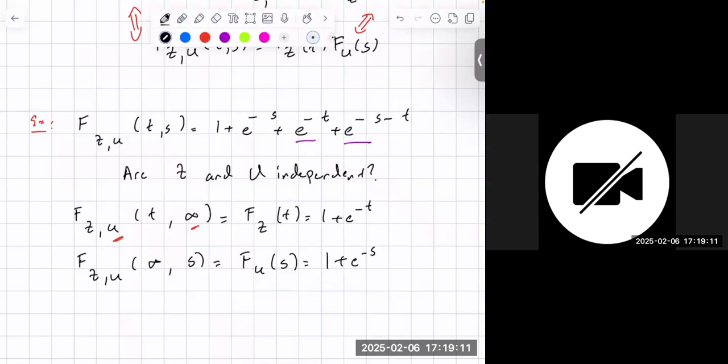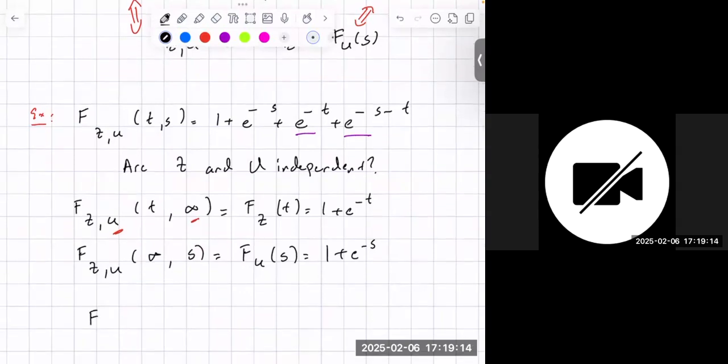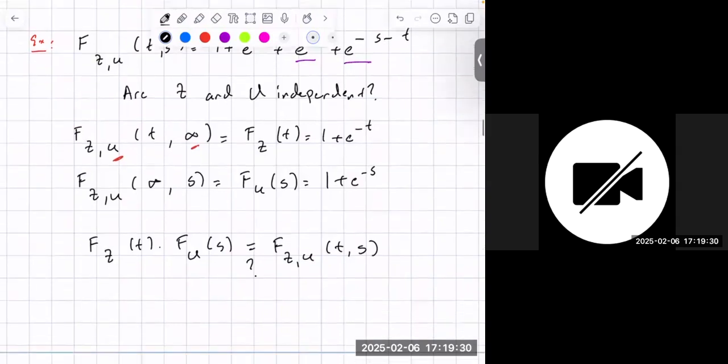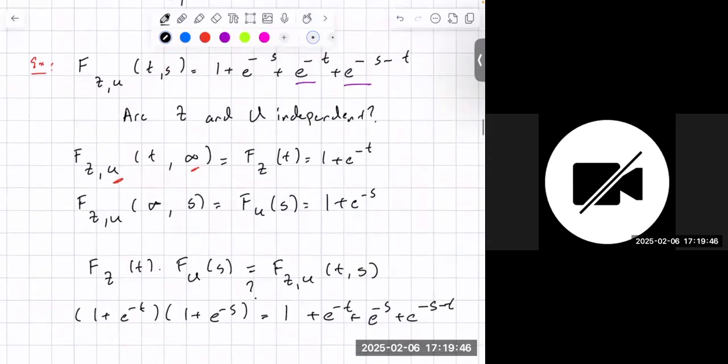Okay, very good. Now let's multiply these two things and see what I get out of it. Because if they're independent, the multiplication should be equal to the joint cumulative function. That's what I need to check. That's how independence is checked, right? That was the definition. Let's multiply them. And when you multiply them and expand the thing, you will get what I gave you at the beginning. So that means they're actually independent, okay?